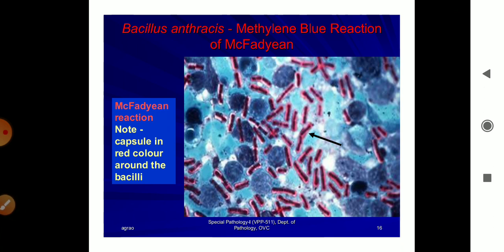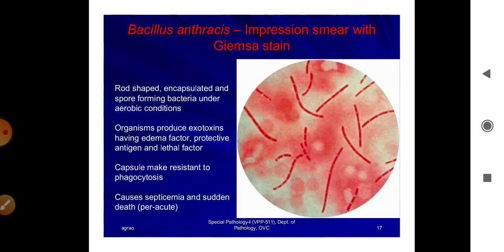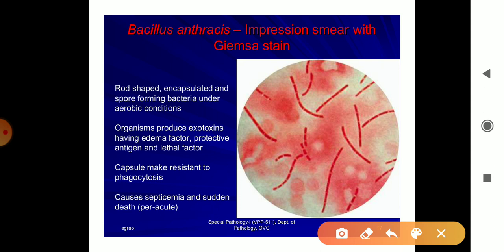Note the capsules are red in color around the bacilli. The bacilli are blue in color and a red color is covering the organism, and that is nothing but the capsule. This takes the methylene blue reaction, and this is the M'Fadyean reaction. You just see, this is a total bamboo-like structure.